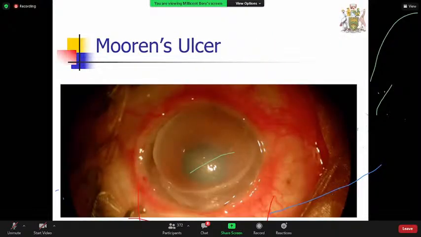For Mooren's ulcer, let's say it had affected only this section, this part. You would incise the conjunctiva, and then make sure you go two clock hours away this way, two clock hours here, then retract the conjunctiva, excise, let's say 4 millimeters away from the cornea, then do cautery of the blood vessels.